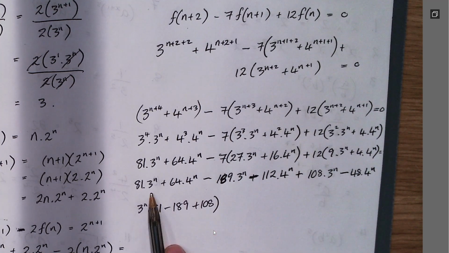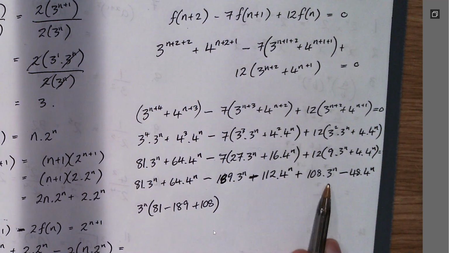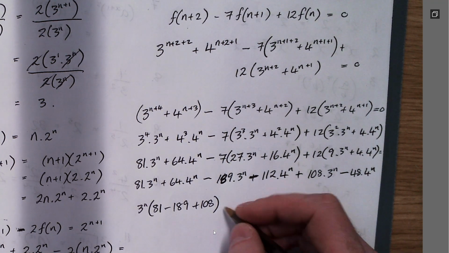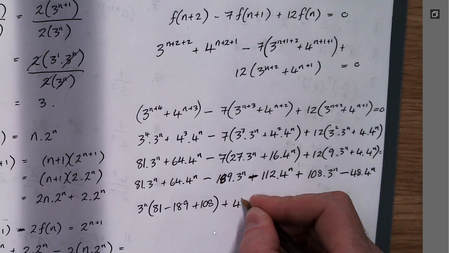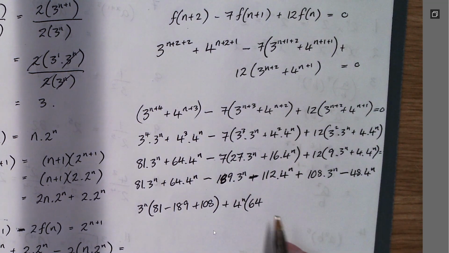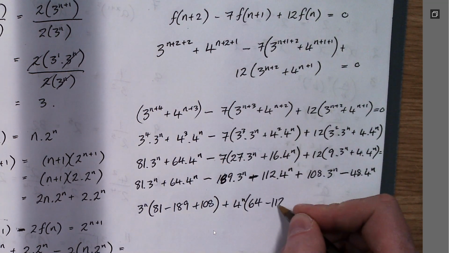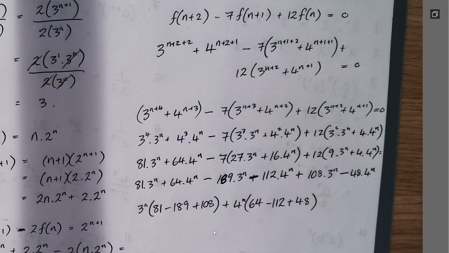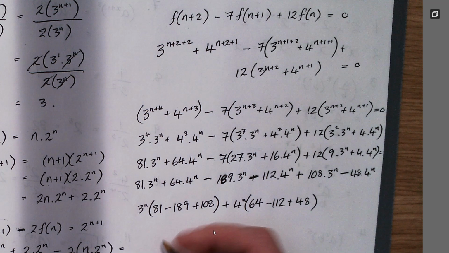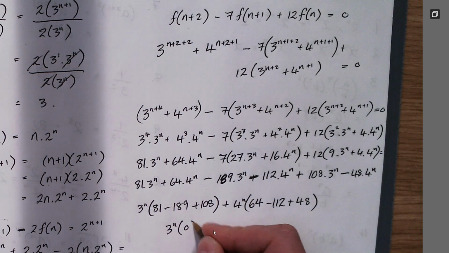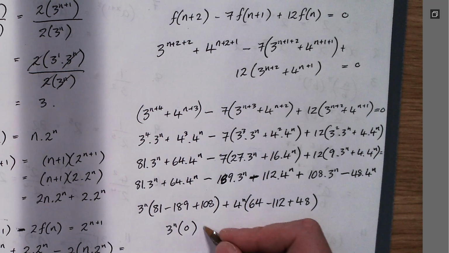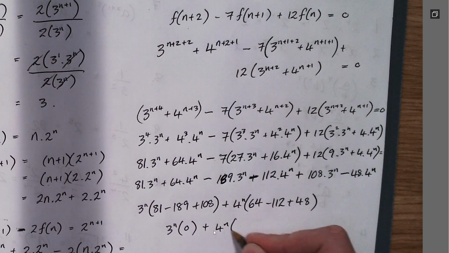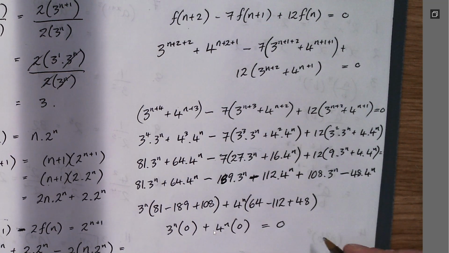Okay, so we show that the 3 to the power of n terms and the 4 to the power of n terms cancel. So we get 81 minus the coefficients, plus 81. I guess the ratio of 3 to the power of n times 0, because there is a 0 coefficient, plus 4 to the power of n times 0, which is equal to 0. I guess that is it.